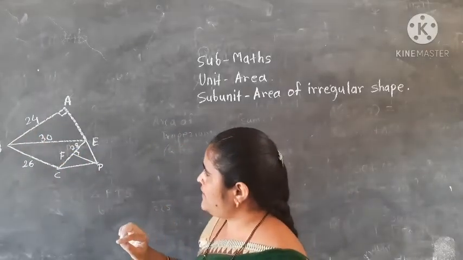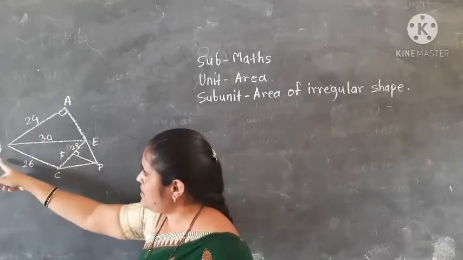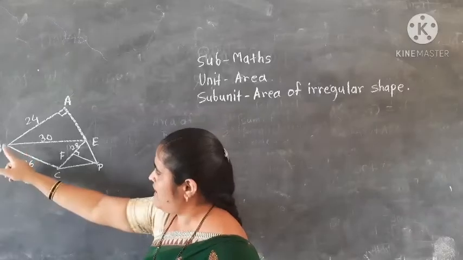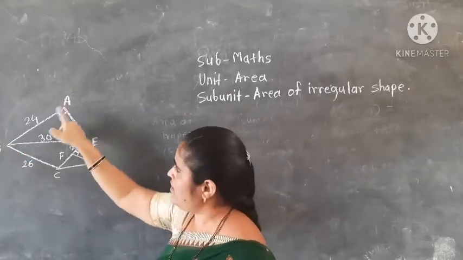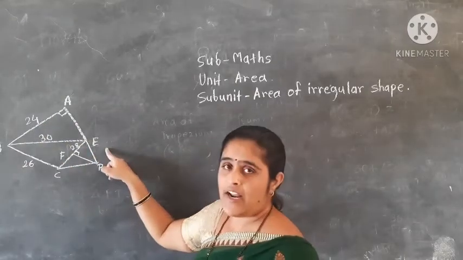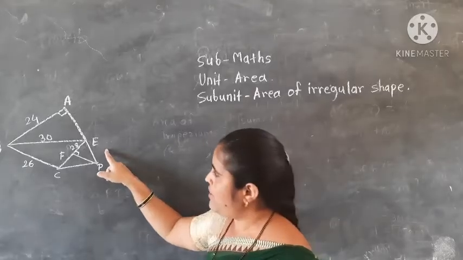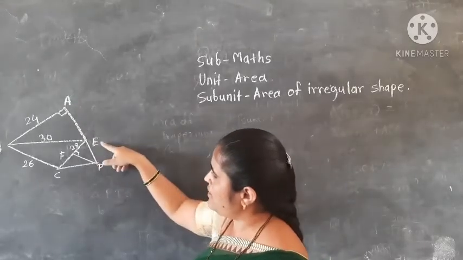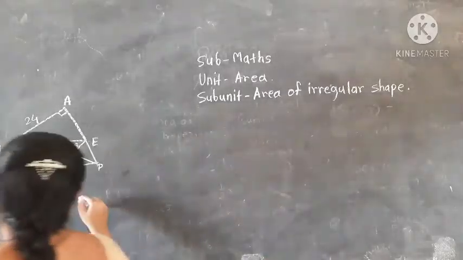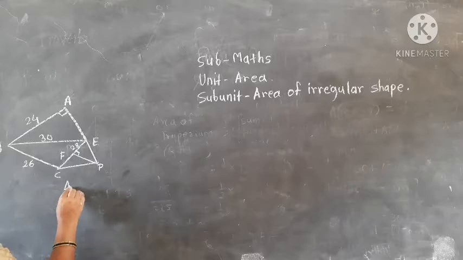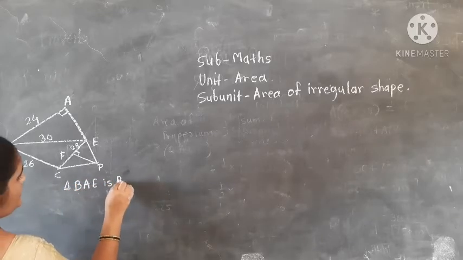Okay, look at the first triangle ABE. In that, AB is given 24 centimeter and BE is given 30 centimeter. This triangle BAE is a right angle triangle. So with the help of Pythagoras theorem, we have to calculate side AE. Triangle BAE is right angle triangle.